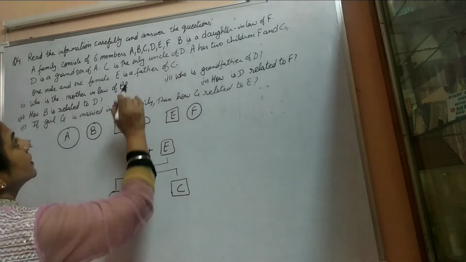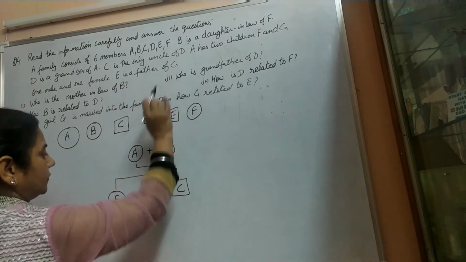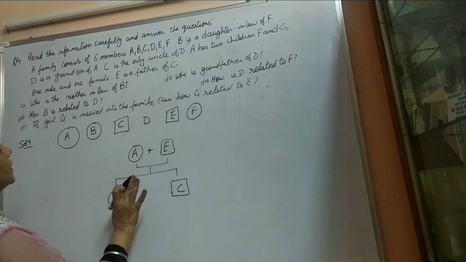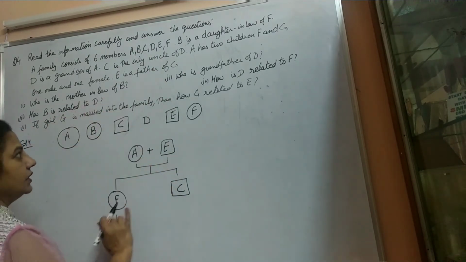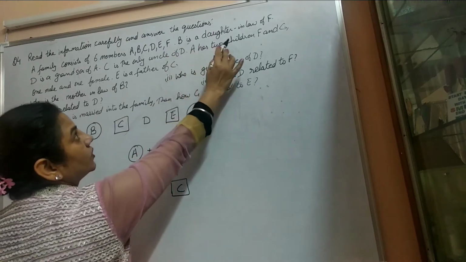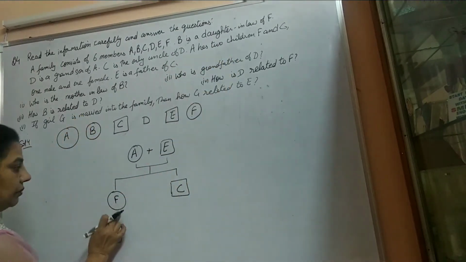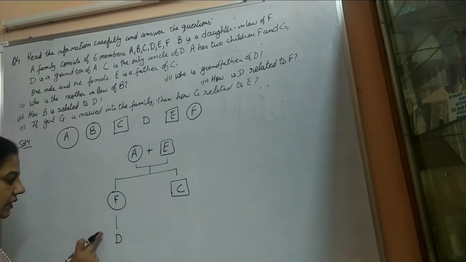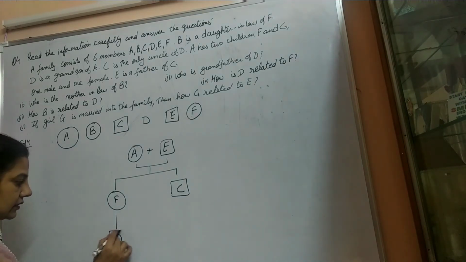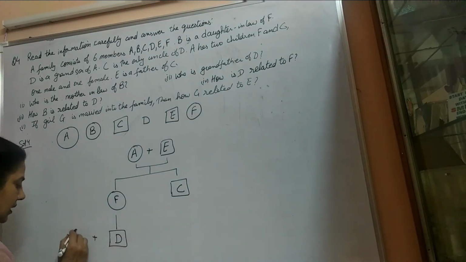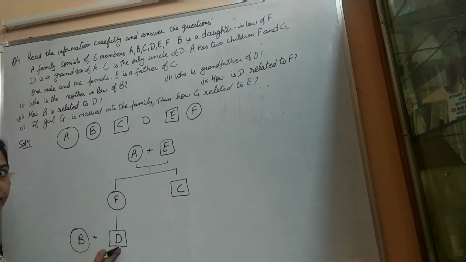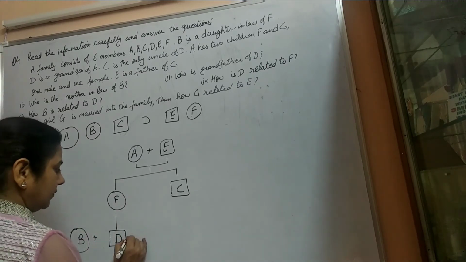Next, it says F is a mother of D. Correct. What else is left? B is left here. B is a daughter-in-law of F. B is a daughter-in-law of F means that D is a son and B is a daughter, so they are husband and wife. B and D are husband and wife. B is a daughter-in-law of F and D is a son of F.